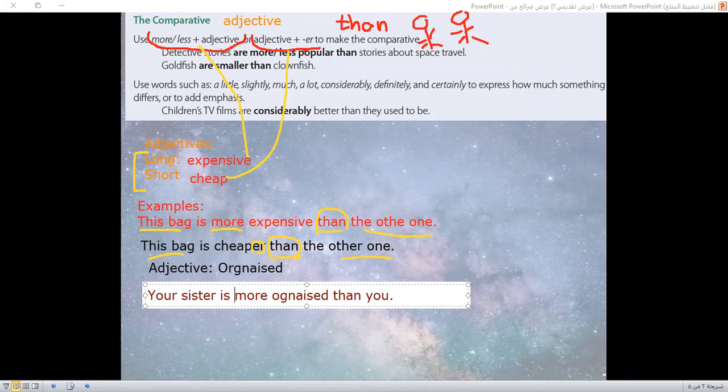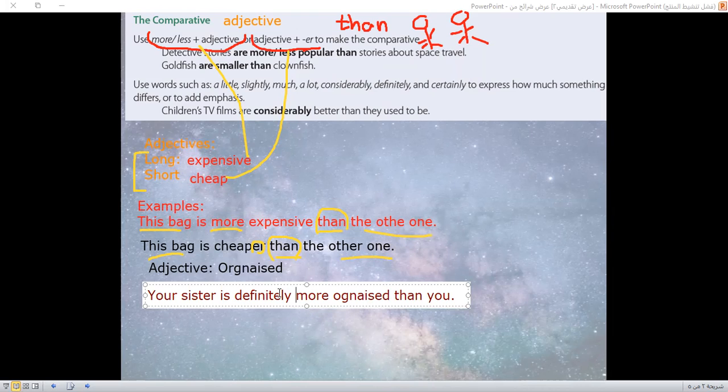Okay, I can erase definitely. Definitely is just a word that I add to make my sentence stronger, to add emphasis, to add maybe another meaning. Your sister is more organized than you. Your sister is definitely more organized than you. Nothing changed, because definitely means I add emphasis to the sentence.